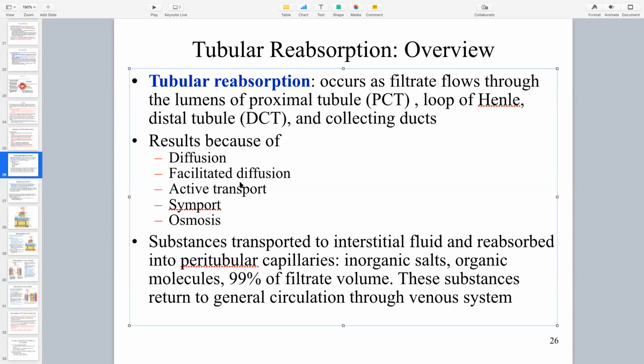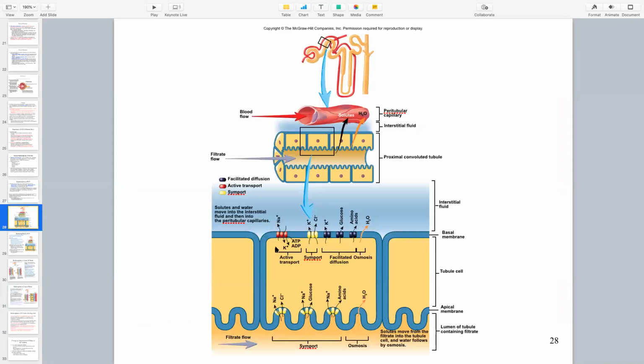So when you hear facilitated diffusion, regular diffusion, active transport, even symports, whenever we're moving any kind of solute, osmosis occurs. Substances that are reabsorbed will then need to be transported from the interstitial fluid and into the peritubular capillaries. So what we need to do is get it away from the lumen.